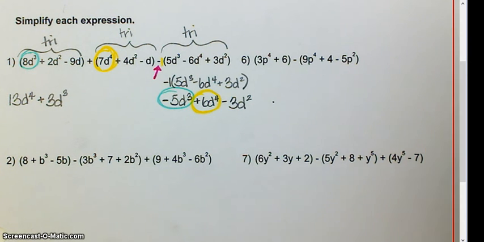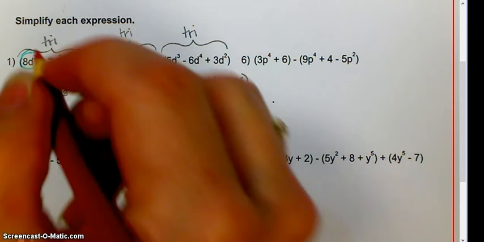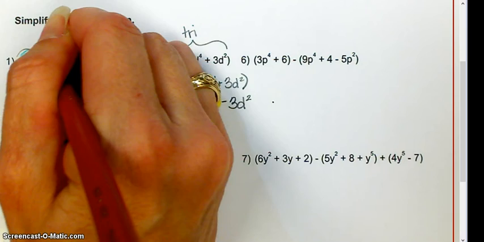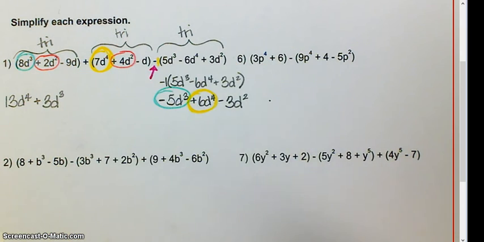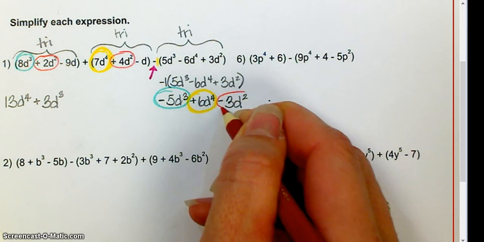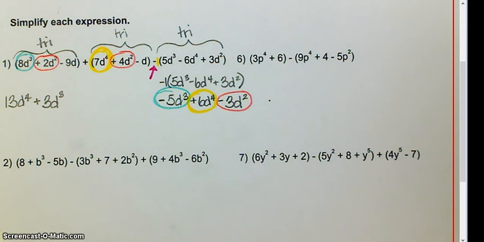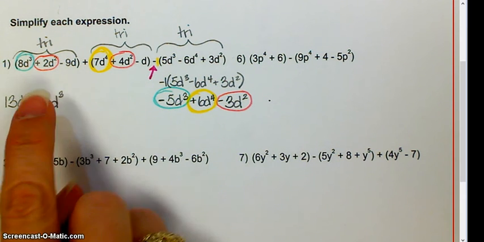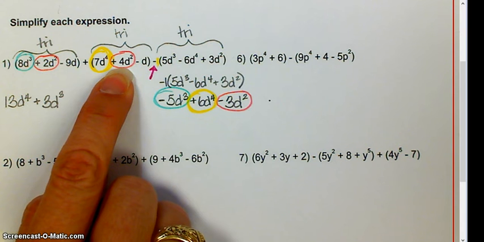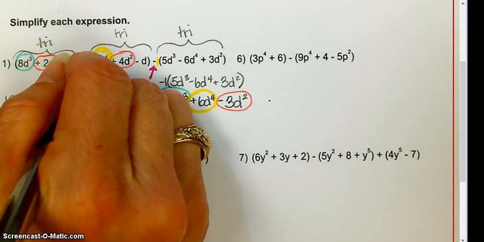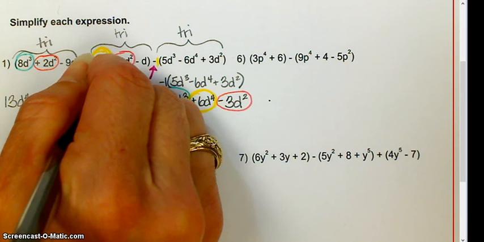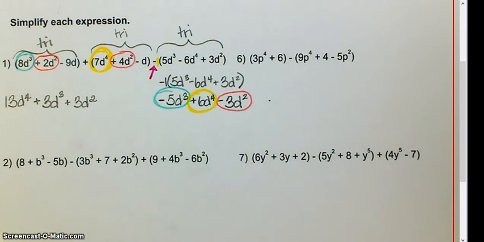All right. Next one. What's the next highest degree that we haven't done? 2. All right. So I've got a positive 2d squared here. I have a positive 4d squared here. And I have a negative 3d squared here. Everybody good? All right. 2d squared plus 4d squared is 6d squared. 6d squared minus 3d squared is, all right, so really it's just plus 3d squared. Okay.